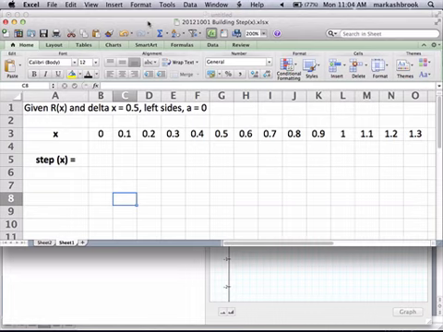So what I want you to do is use the R of x notation to write out what the value of the step function would be for each of these x values, given R of x, delta x at 0.5, and left sides. See if you can do it. If you understand what's going on, you should be able to do this.